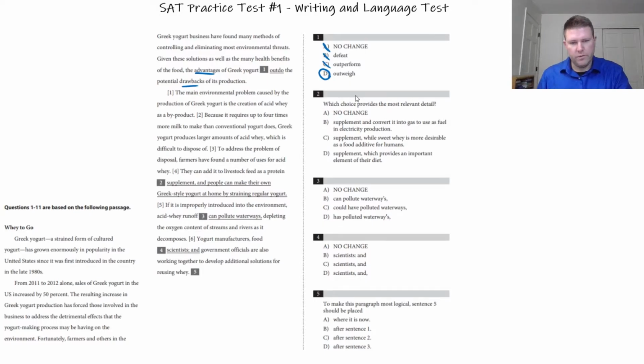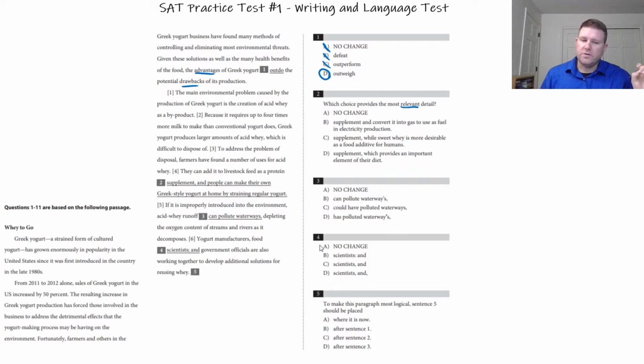Now, 2, which choice provides the most relevant detail? This is a really tricky question, actually. It gets a lot of people. Now, one of the main bits of advice we have to sort of focus on is when you're doing grammar questions like 1 and 3 and 4, you're just looking for the nicest sounding but also grammatically correct plug-in, right?